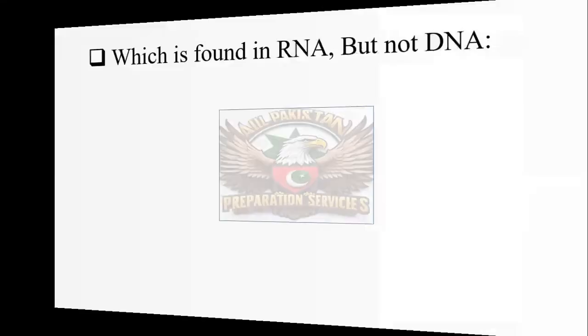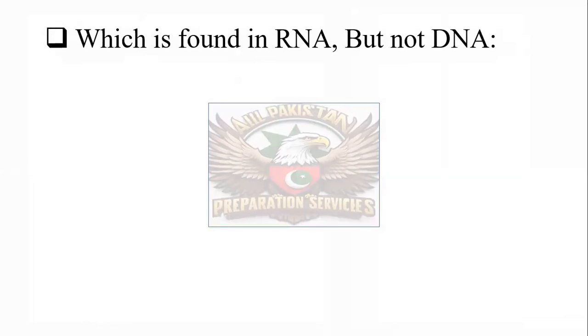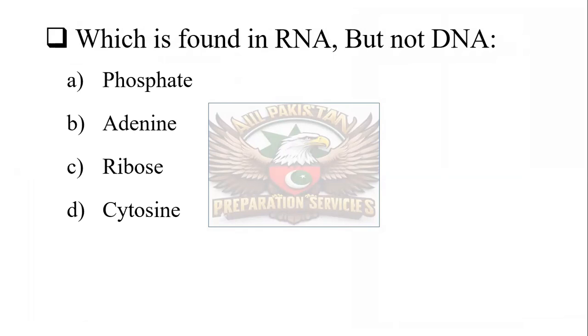Our next question is, which is found in RNA but not found in DNA? Phosphate, adenine, ribose, or cytosine? And the correct one is ribose. Ribose is present in RNA but not present in DNA.